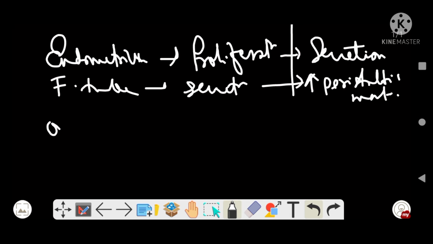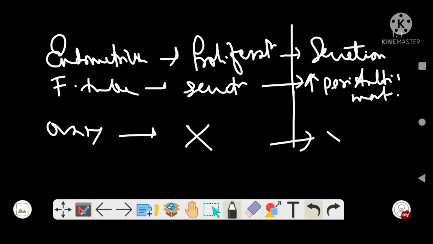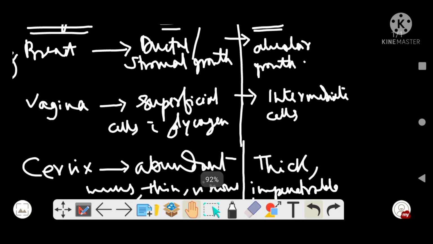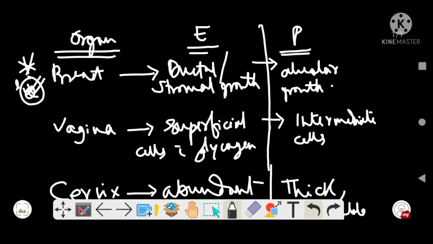And talking about the ovary, under the effect of estrogen there is actually no effect, and progesterone also has no effect, right? So we will revise this and apply it in your contraceptive section, right? So I will mark the important ones. Yes, this is important. In the breast, estrogen supports ductal or stromal growth, whereas progesterone supports alveolar growth.